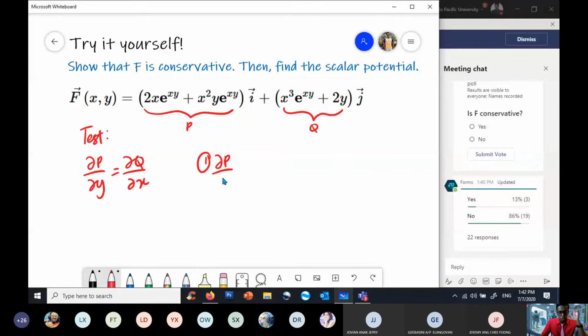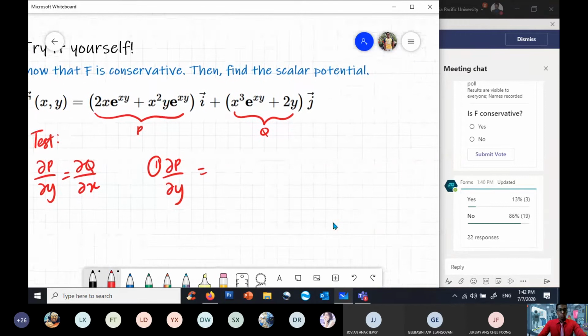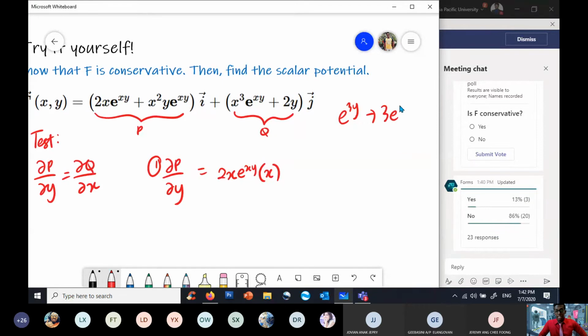We have ∂P/∂y. Let me try to compute this, differentiating with respect to y. So 2x is just a constant. e to the power of xy, if you differentiate, you will get e to the power of xy again, but you have to multiply with x. Because if you differentiate e to the power of 3y, you will get 3e^(3y). It's the same thing here: there you multiply by the 3, here you multiply with the x. Right? Okay.